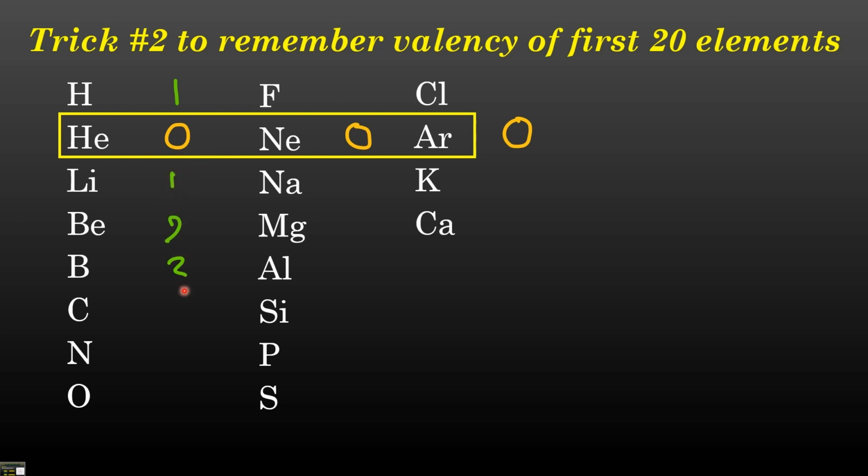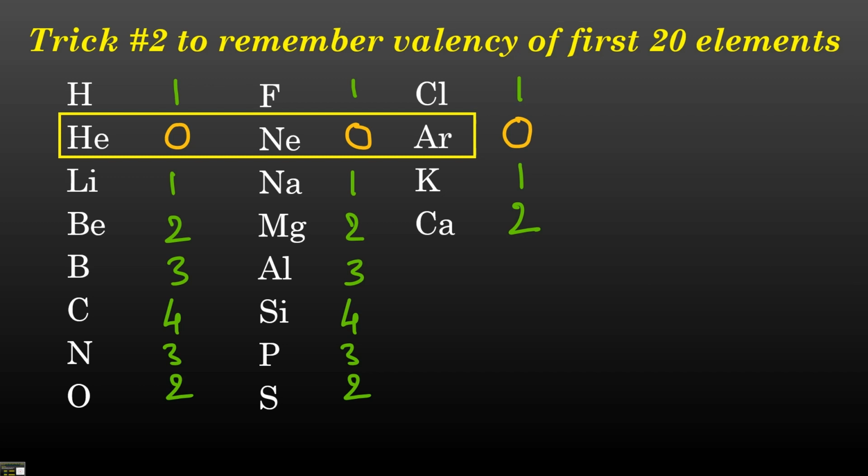So 1, 2, 3. Then carbon will get 4. But once it reaches 4, you have to again decrease it: 3, 2, 1, 0. After 0 again increase: 1, 2, 3. Then once it reaches 4, keep on decreasing: 3, 2, 1, 0. So again potassium and calcium have 1 and 2 valency. So this is how you remember the valency of the first 20 elements.